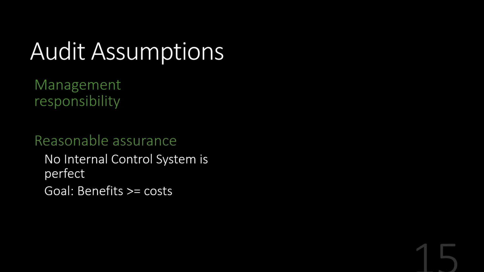All right. So a few of the key assumptions of an audit are that management is responsible for all of the assertions that are being audited. From an audit standpoint, we're looking for reasonable assurance. No internal control system can be perfect. As we've discussed, that would be cost prohibitive. So we want to make sure that it is reasonable, the cost benefit analysis has been done appropriately and that their control system meets those goals.